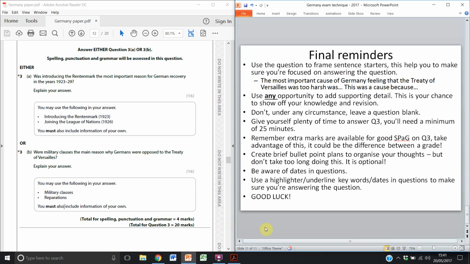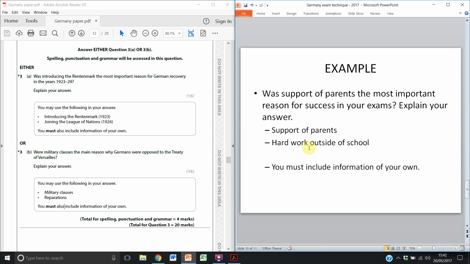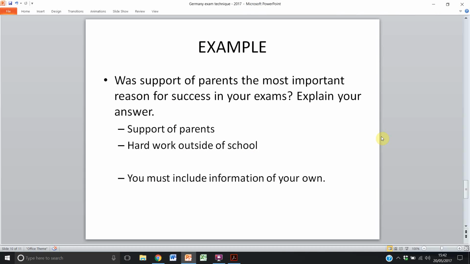Okay. And again, I've given you an example here. I did this with the Cold War paper as well. Was support of parents the most important reason for success in your exams? Explain your answer. So you'd say a very important reason for my success in my GCSEs was the support of my parents. Then you would describe some of the things that your parents did to be supportive, and you would then explain how that support has helped you to be successful. Then you do a second paragraph. You say another reason why I've been successful is because of the hours that I've put in outside of school.